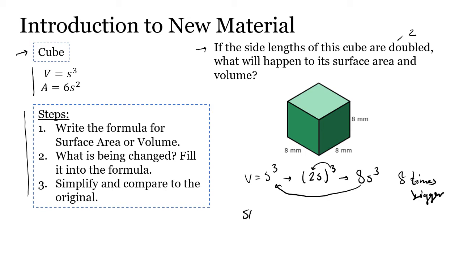Let's talk about the surface area. Same sort of thing. Let's fill it into the formula, but instead of s, I'm going to put 2s because it's 2 times bigger. That's going to give me 6 times 4s squared. And we notice that if we compare this to the original, it's 4 times bigger. So that's how we get our answer there.